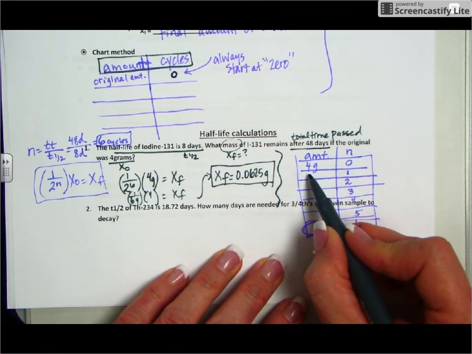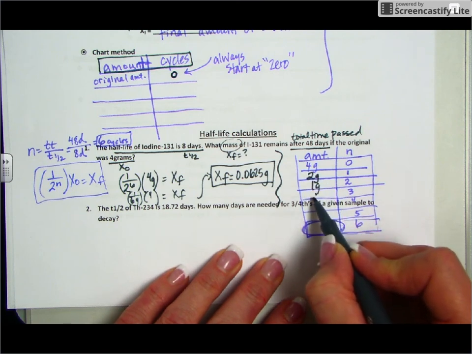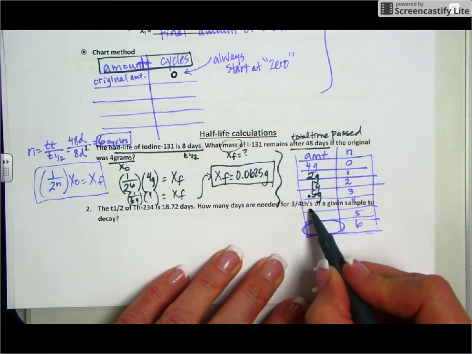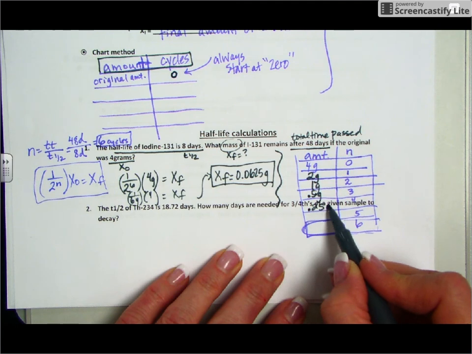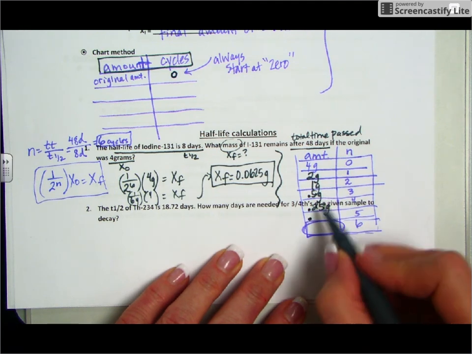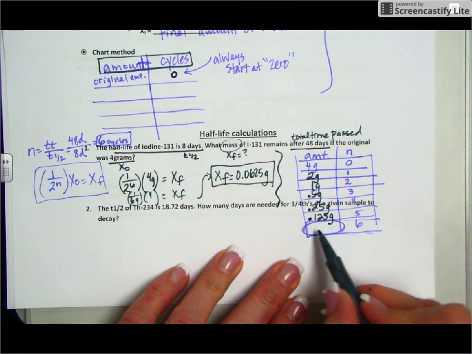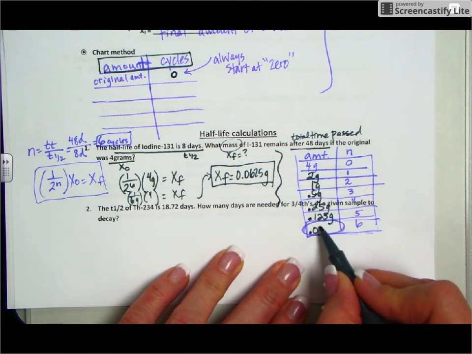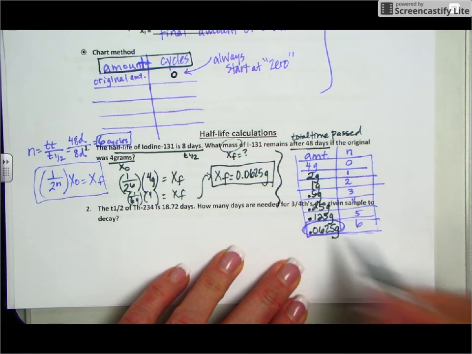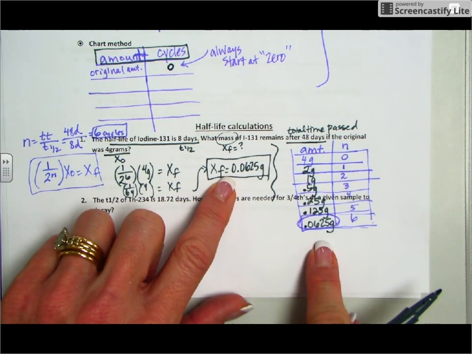So 4 divided by 2 is 2. 2 divided by 2 is 1 gram. 1 divided by 2 is 0.5 grams. 0.5 divided by 2 is 0.25 grams. 0.25 divided by 2 is 0.125 grams. And then 0.125 divided by 2 is 0.0625 grams. Notice we get the same answer both ways.